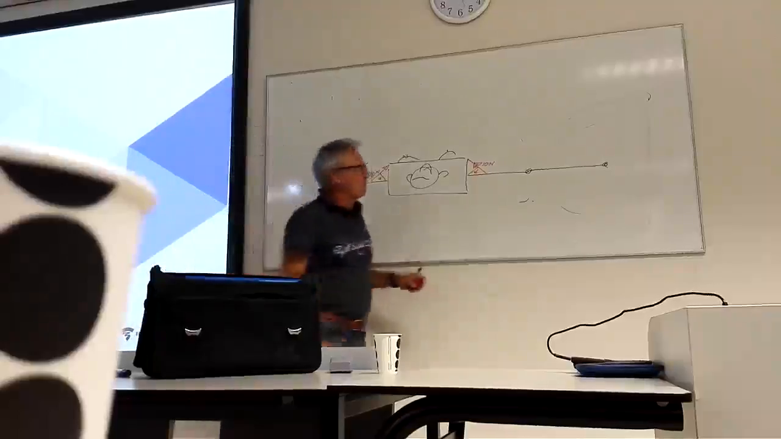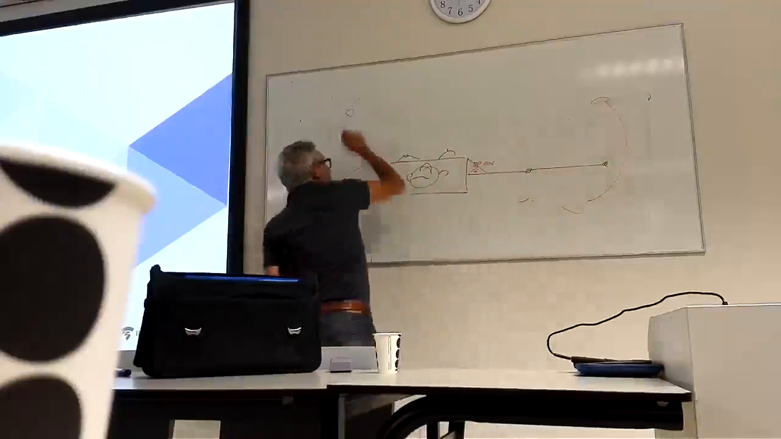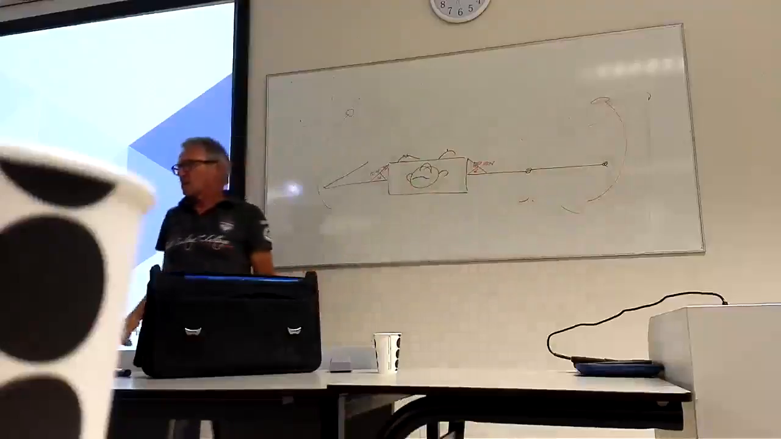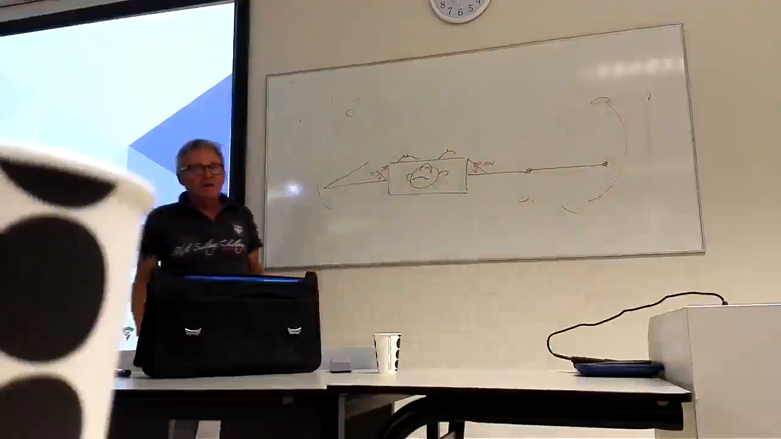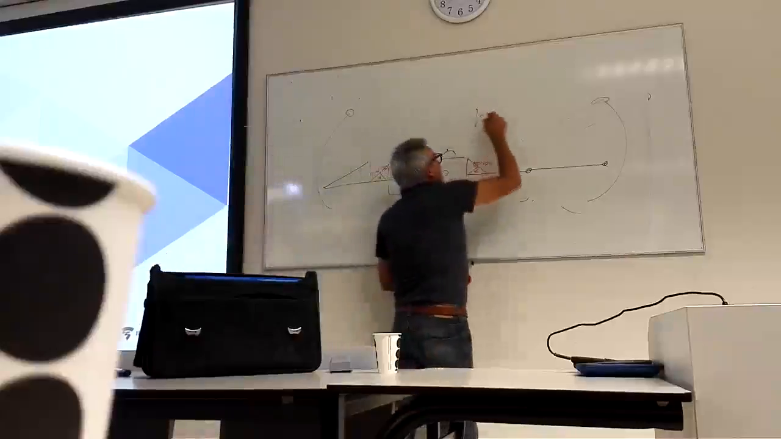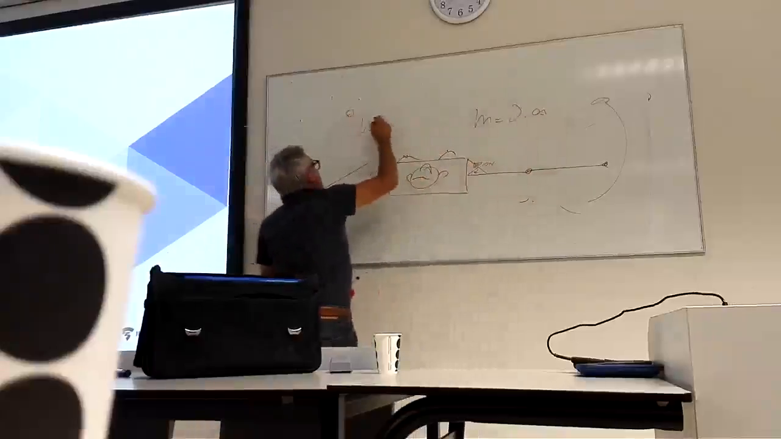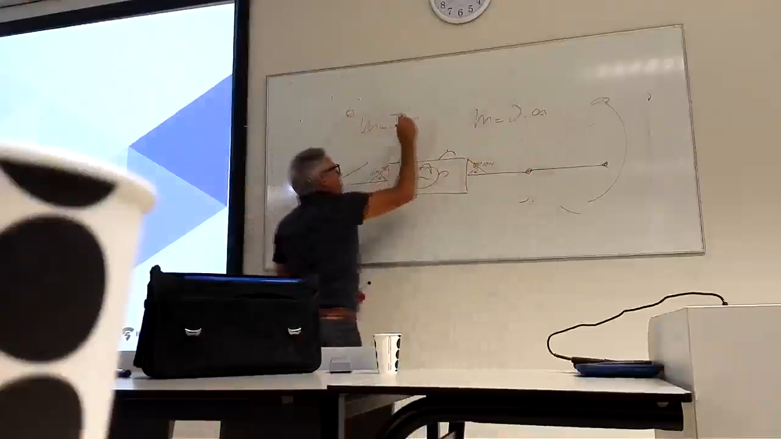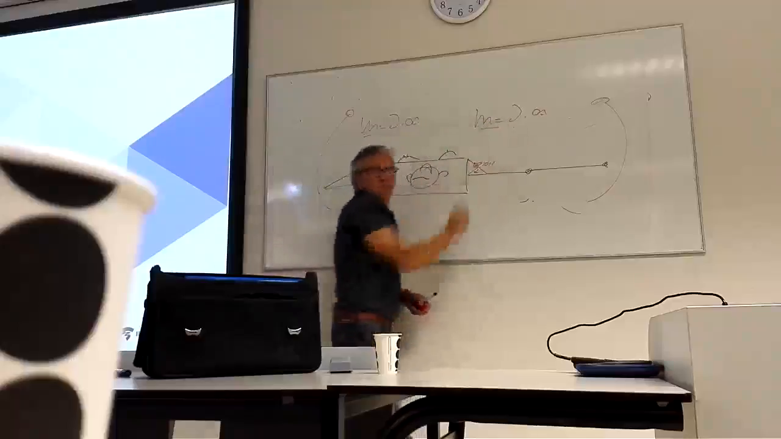Question now is, I see acceleration in this direction, I see acceleration in this direction. Which acceleration is biggest? The one on the left. Why? Because the mass is closer to the axis. So, moment is I times alpha. Moments are equal. I is not equal.